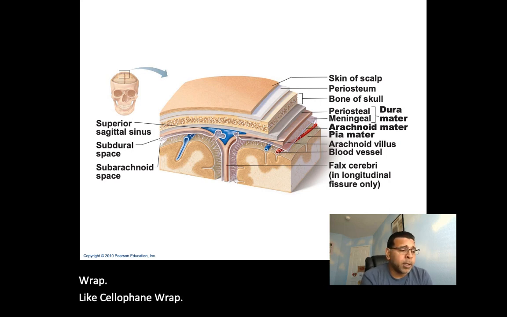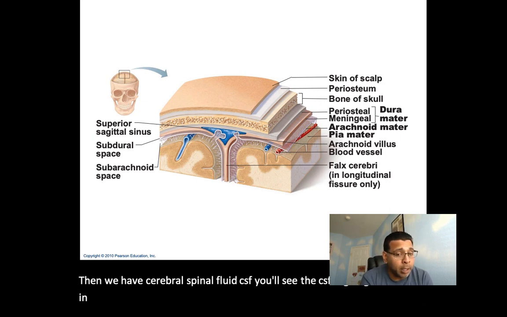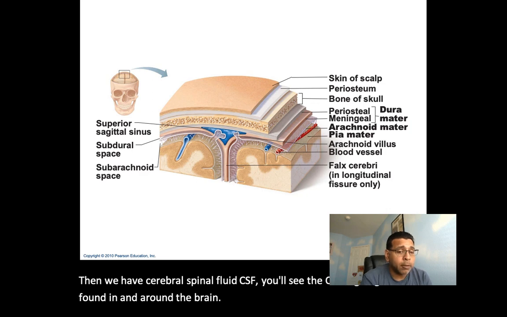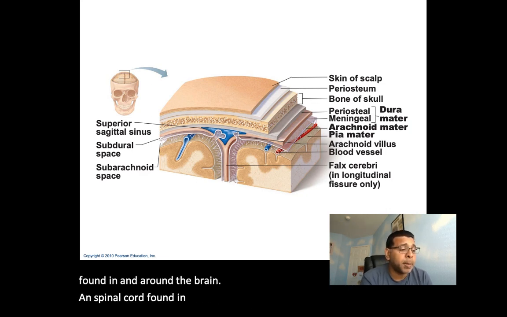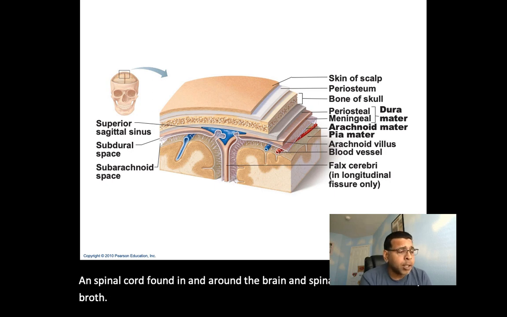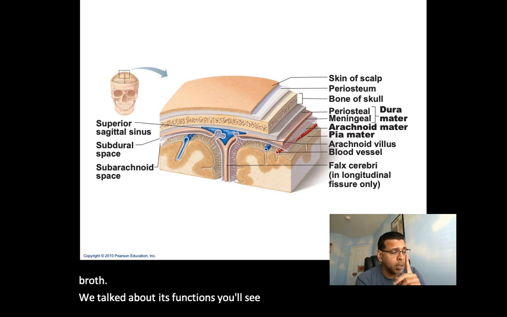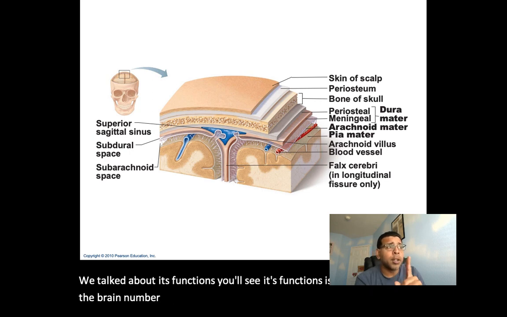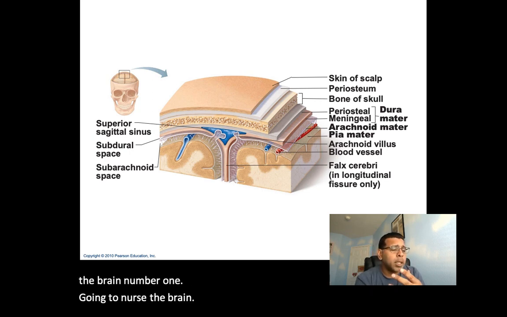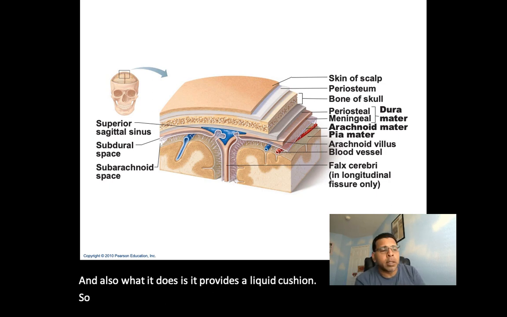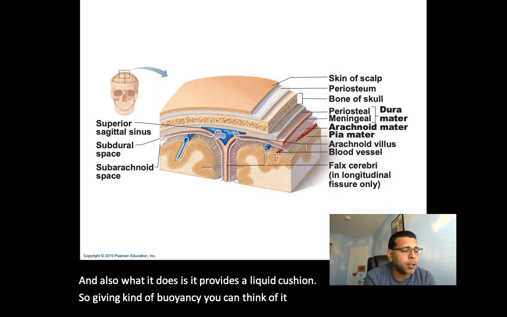Then we have cerebral spinal fluid, CSF. You'll see the CSF is going to be found in and around the brain and spinal cord. It's a watery broth. When you talk about its functions, number one, it nourishes the brain. And also it provides a liquid cushion, giving kind of buoyancy, you can think of. It gives buoyancy to the CNS structures.